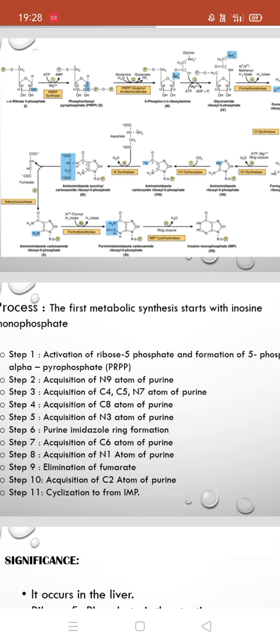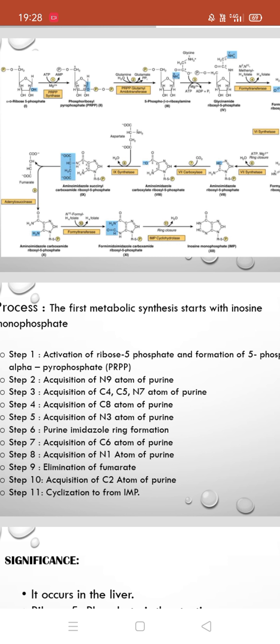Step 9. Elimination of fumarate. Fumarate group is cleaved off from 5-amino-imidazole-4-N-succinylcarboxamide riboside to form 5-amino-imidazole-4-carboxamide riboside in the presence of adenylosuccinate lyase enzyme. Step 10. Acquisition of C2 atom of purine.